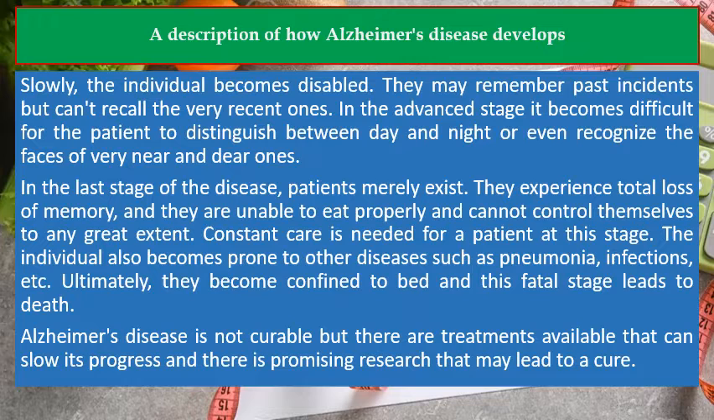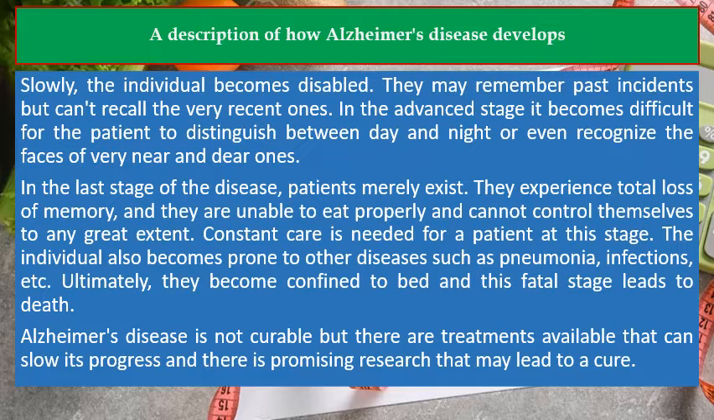Depression, irritation and restlessness are some of the common traits during this stage of illness. Slowly, the individual becomes disabled. They may remember past incidents but can't recall the very recent ones. In the advanced stage, it becomes difficult for the patient to distinguish between day and night or even recognize the faces of very near and dear ones.